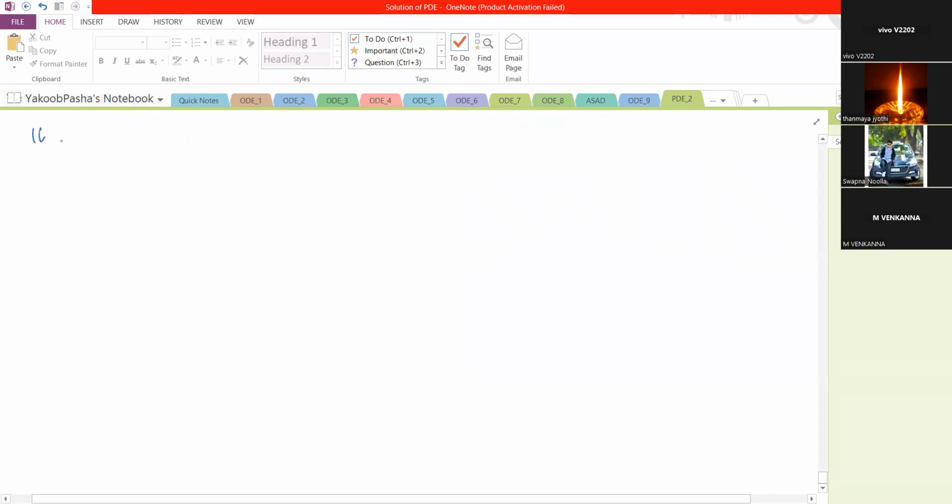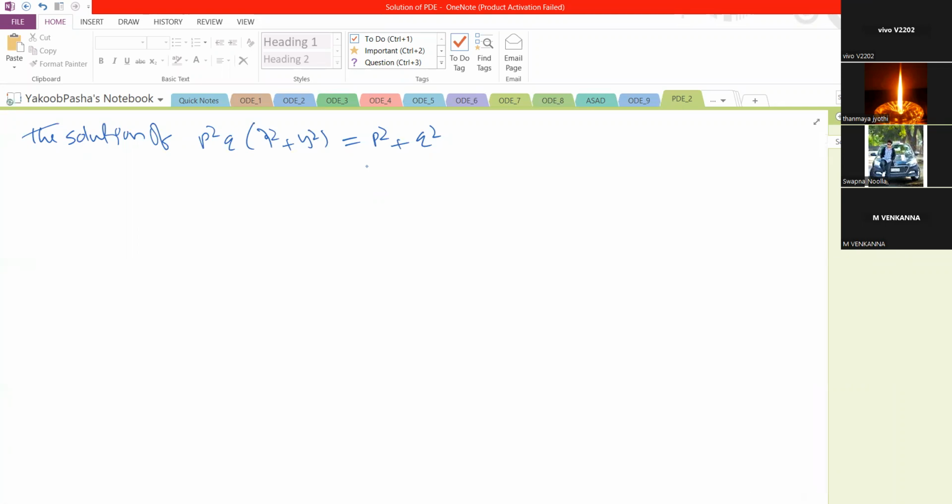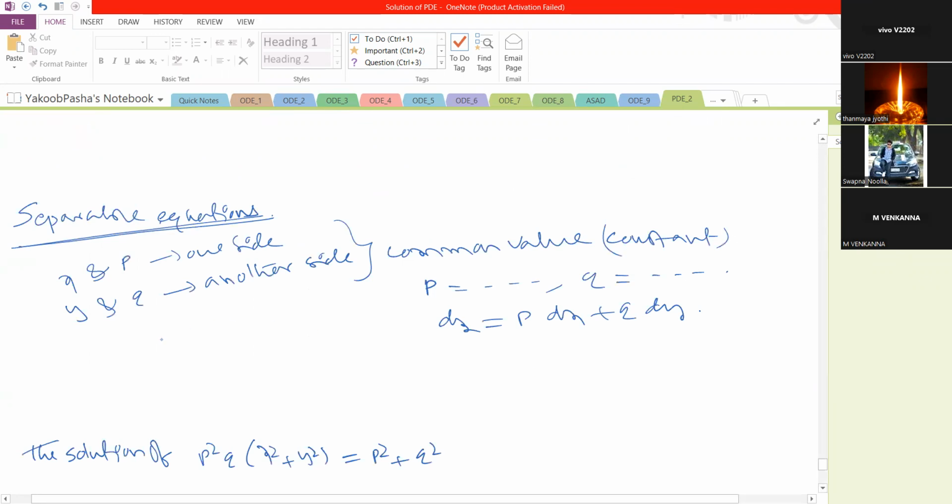The solution of p square q into x square plus y square is equal to p square q square. You have to remember, when equations are separable, the dependent variable z is missing. You have to remember the dependent variable here, z, is missing.